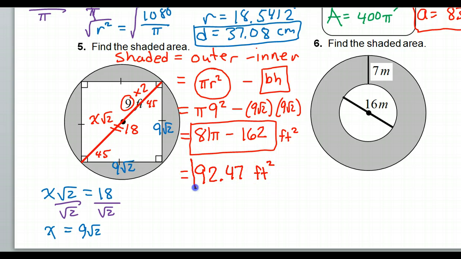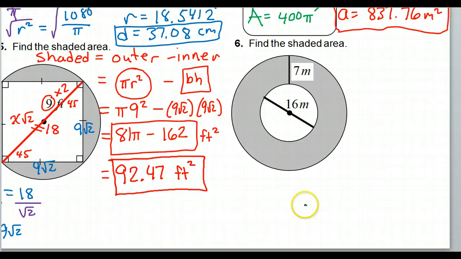Square feet. Okay, so we have the exact answer and our decimal approximation. That is how you do a shape inside of a shape. Okay, to find the space between, you will always find the area of the outer shape and subtract the area of the inner shape. Alright, so watch out for that.